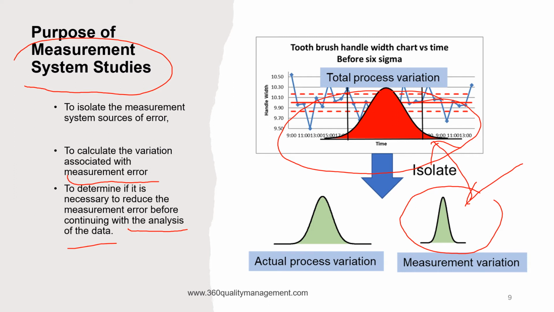That means the measurement variation should be as small as possible so that we can see the actual variation clearly. Just imagine that if you have a lot of measurement error in your variations, it means that you are seeing the measurement error rather than the actual process variations.